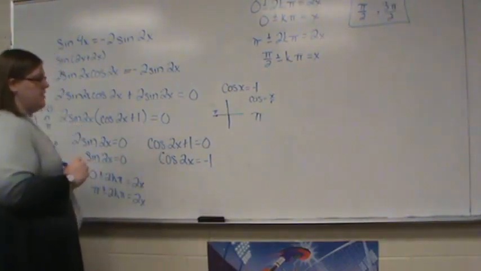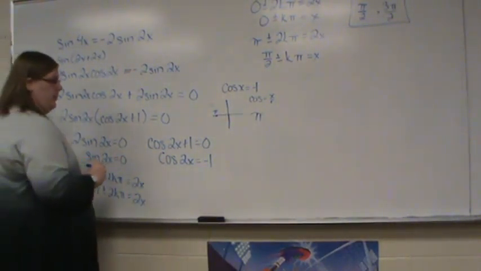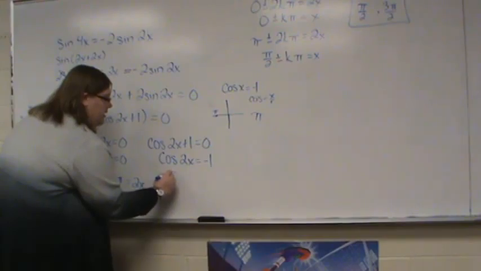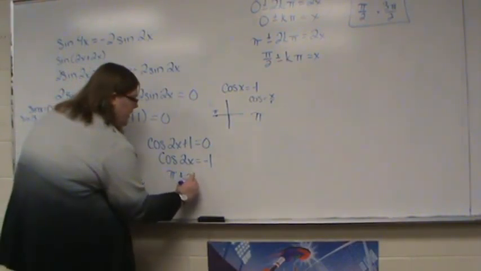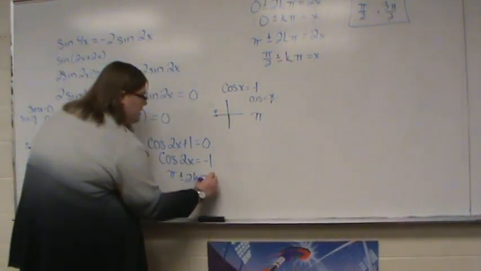So when we go back to the cosine 2x equals negative 1, we're going to have that pi plus or minus 2k pi equal to 2x now.